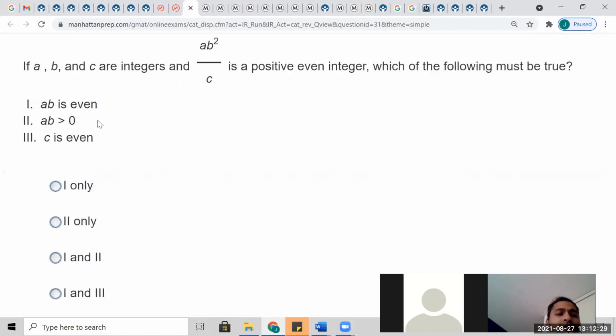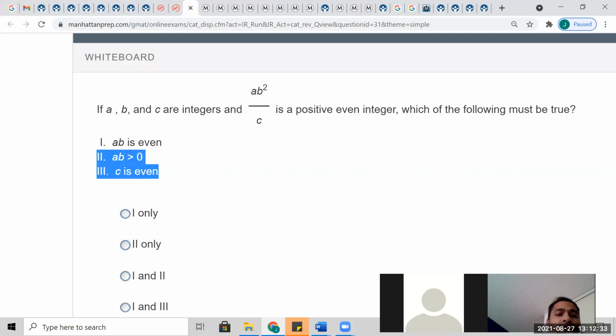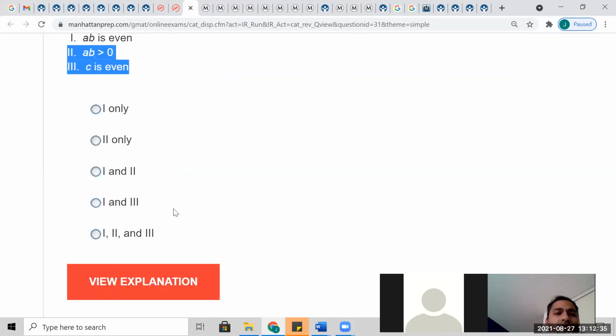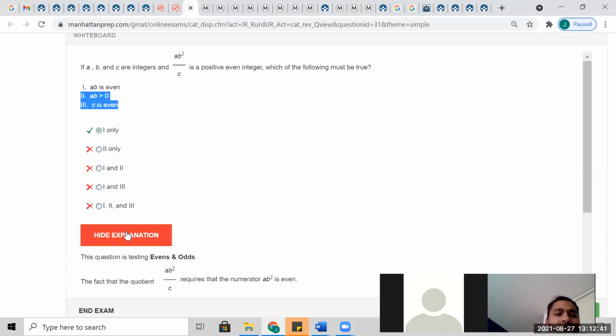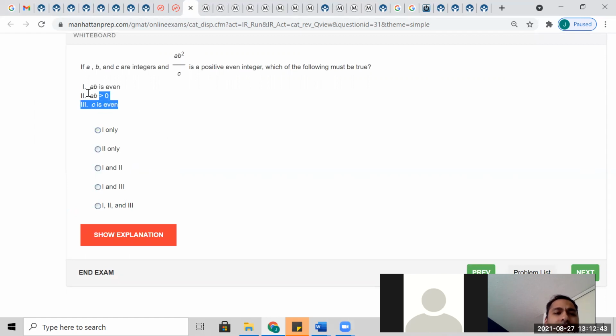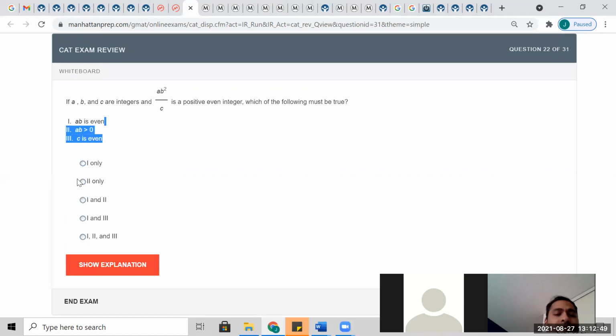So I think you can eliminate 2 and 3, and you're only left with exactly 1. Exactly one only should be the answer, because AB is none even. Yeah, that's how I did it. I would have gone with this one. Don't bother with the rest, just use the options to your advantage.